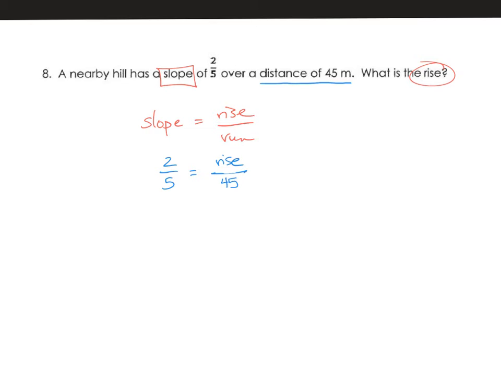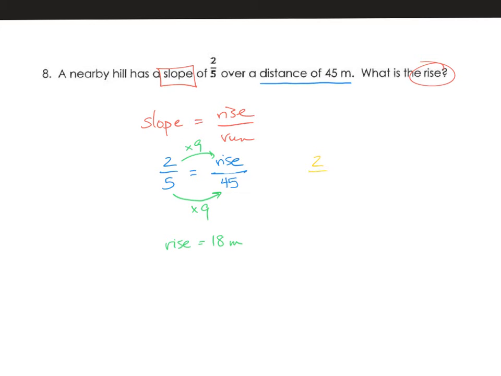So, two different ways to go through to solve for your rise. The first way can be proportions. What would you do to 5 to turn it into 45? You would multiply it by 9, and therefore you would have to do the same thing to 2 to keep those equations equal, and therefore your rise is going to equal 18 with our units.